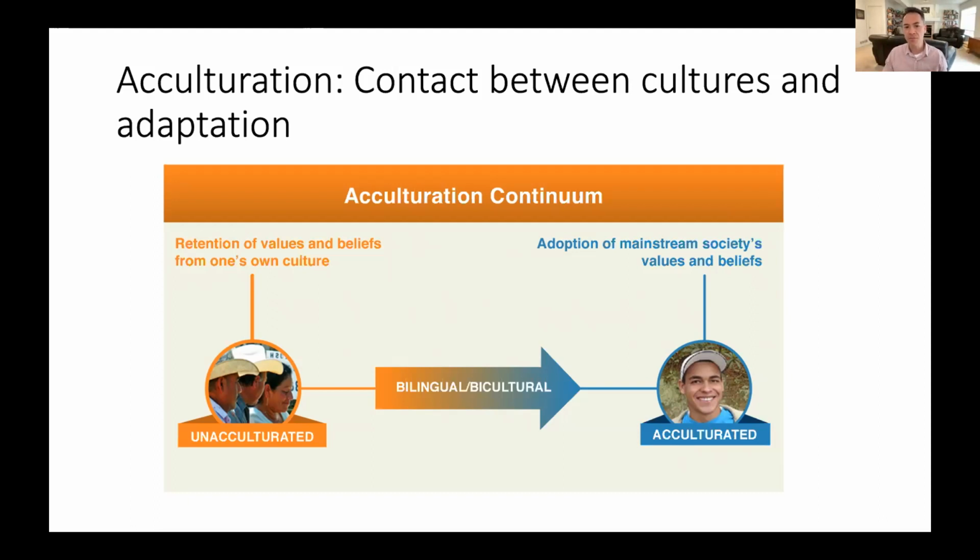But there's a spectrum. How much of this do you want to shed from your previous culture and take on the adoption of the mainstream society's values and beliefs? Do you be unacculturated or do you become fully acculturated? Dr. Williams had the examples of people from different countries, where others say, oh, you speak English so well. They're fully acculturated, but they may not look this way. So they've gone from unacculturation all the way to full acculturation.